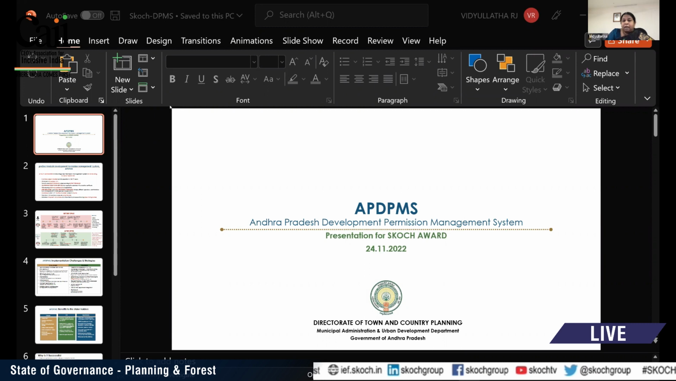This master plan will have development control regulations also. The master plan contains the spatial zones like residential zone, commercial zone, industrial zone, and institutional zone. In the zoning regulations, we will delineate what all the permissions can be given, what is not allowed, what is allowed, like that. With that, we have to give the development permissions.